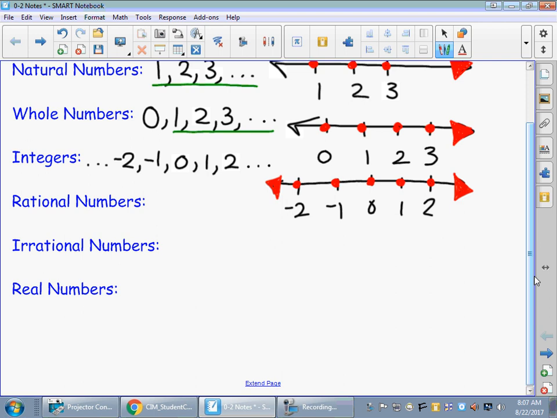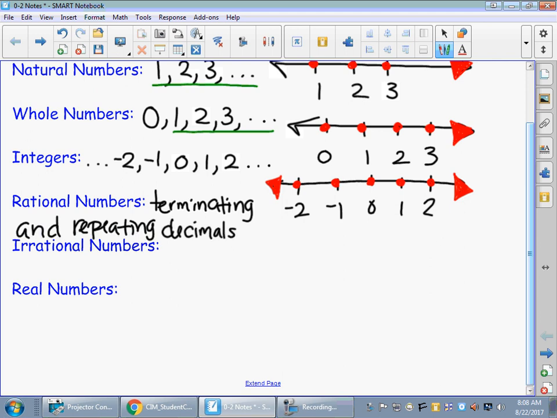So rational numbers are your terminating and repeating decimals. So if the decimal terminates, means it ends, or if it doesn't end, if it has a pattern.